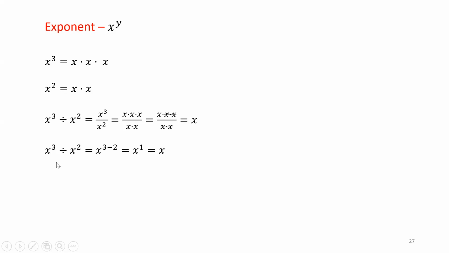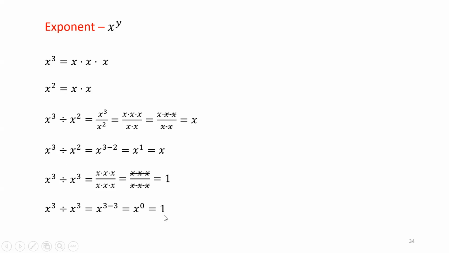But what if you divide something by itself? What is x cubed divided by x cubed? Well, x cubed divided by x cubed is x cubed over x cubed. So you have 3 instances of x in the numerator and 3 instances of x in the denominator. They cancel each other out and you have 1. Stating the same thing in terms of indices, you have x^3 divided by x^3, which is x raised to the power 3 minus 3, which is x raised to the power 0. And we know from the example above that's equal to 1.